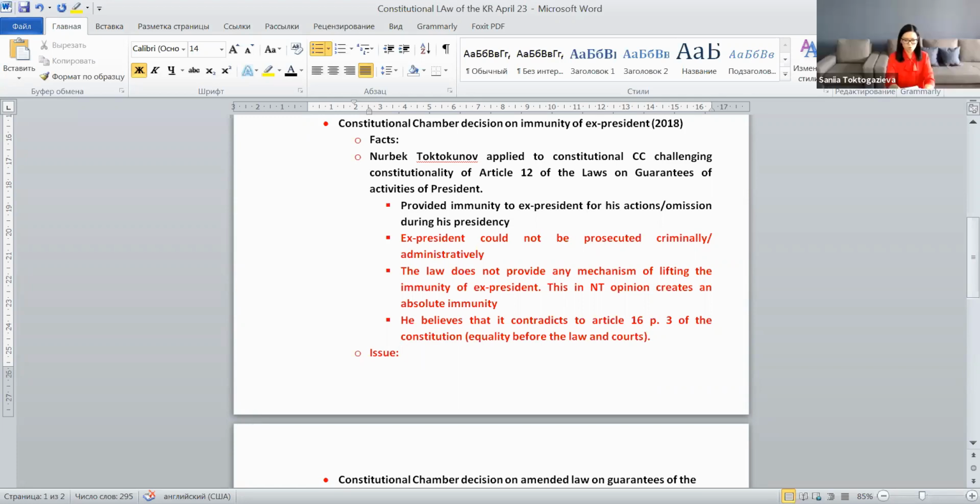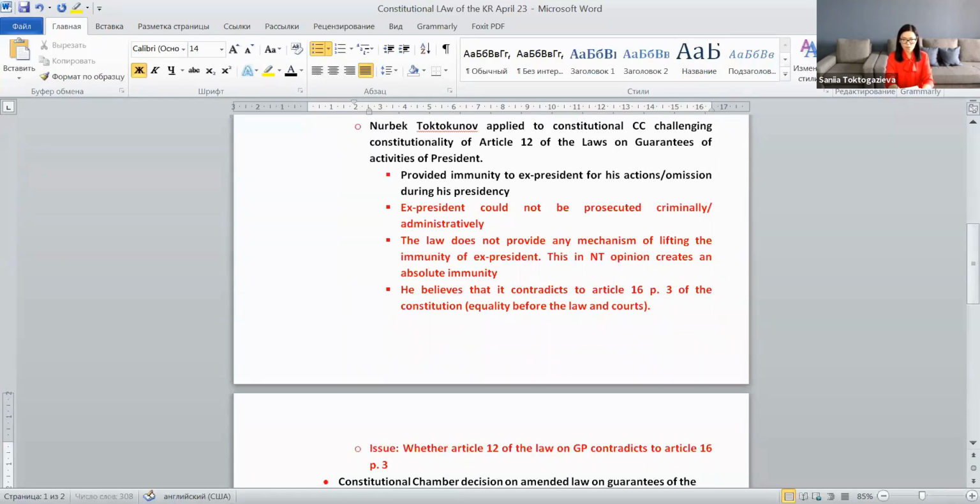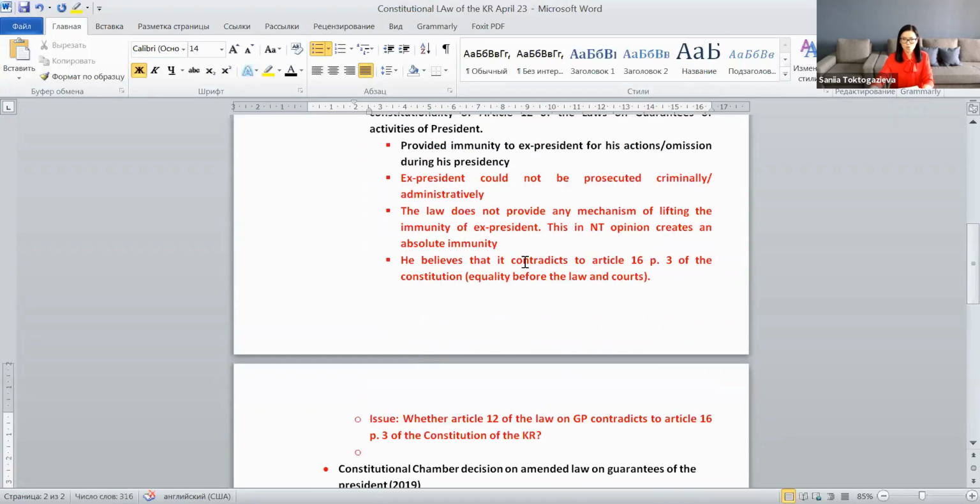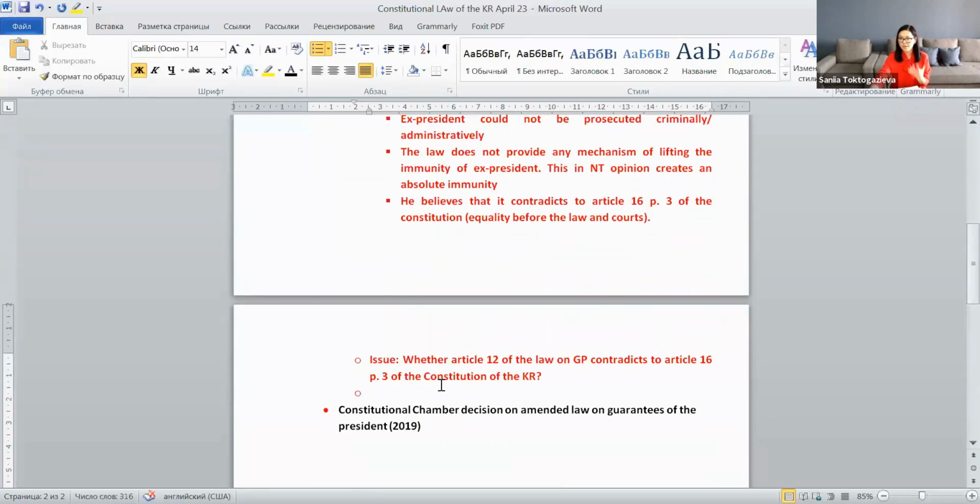Okay, good. So the issue would be whether Article 12 of the law on guarantees of the president contradicts Article 16.3 of the Constitution of the Kyrgyz Republic. So this is the main issue that has been raised before the Constitutional Chamber. Now, and finally, the conclusion and the summary.